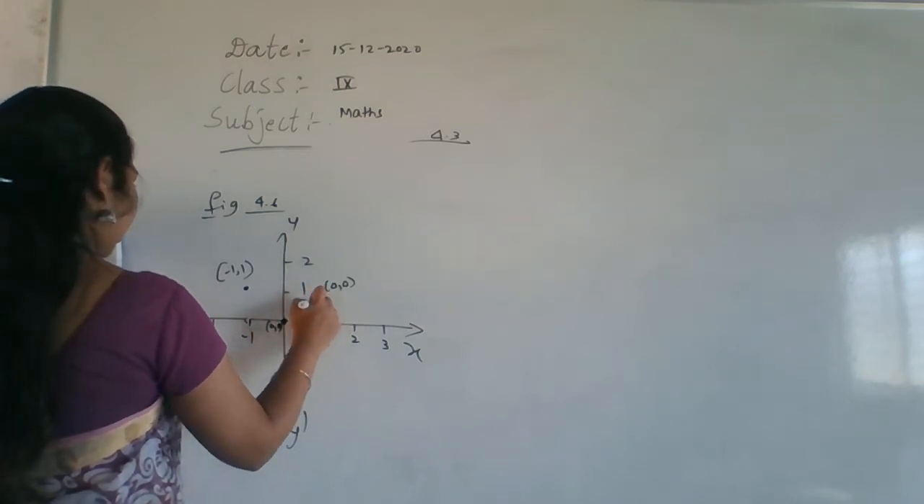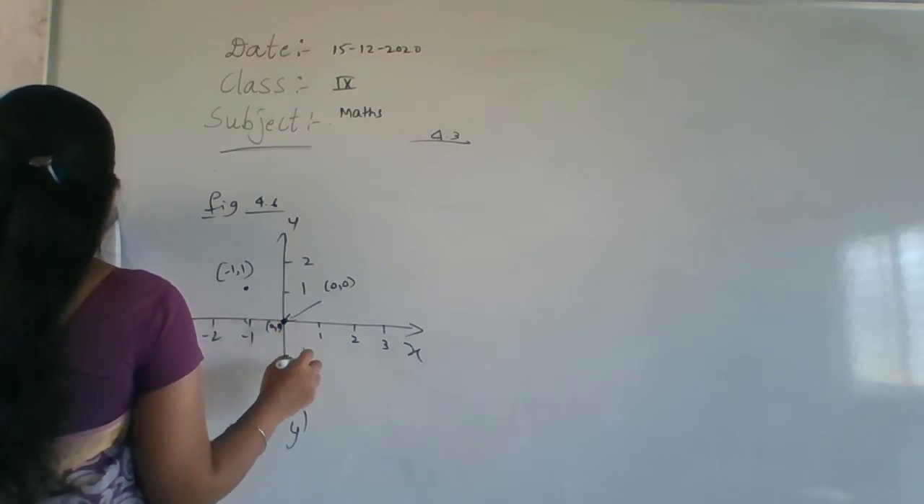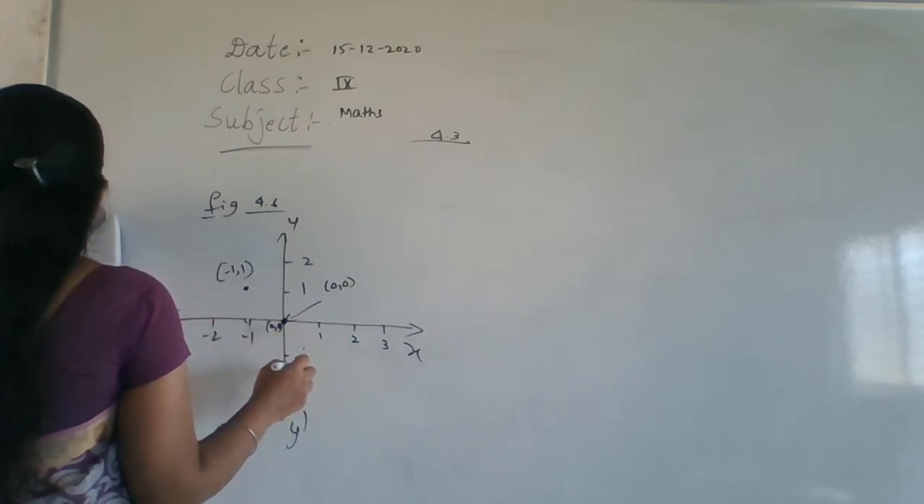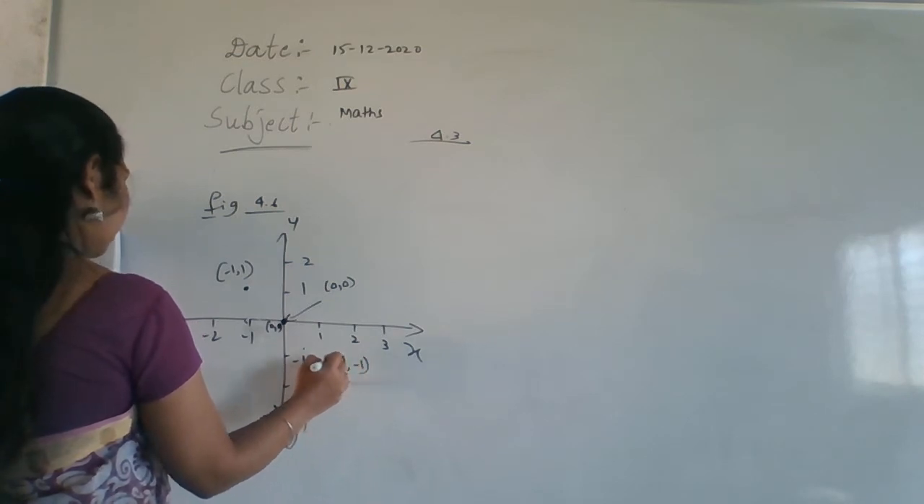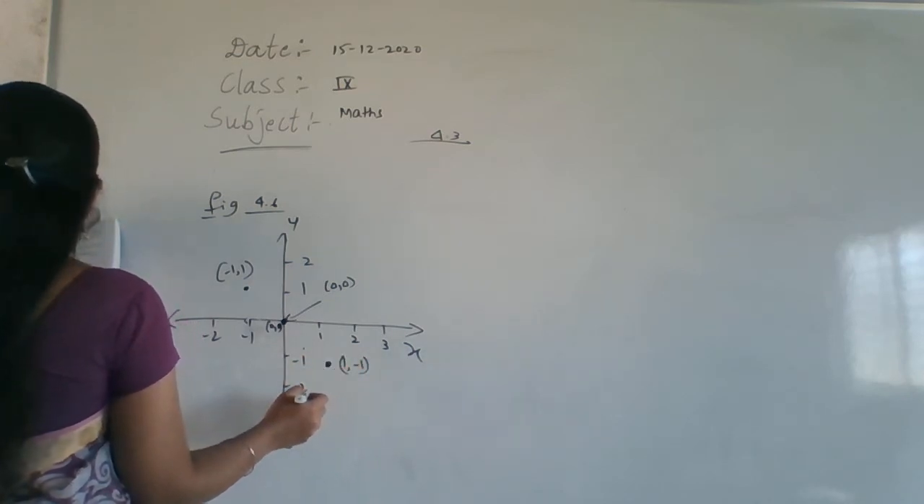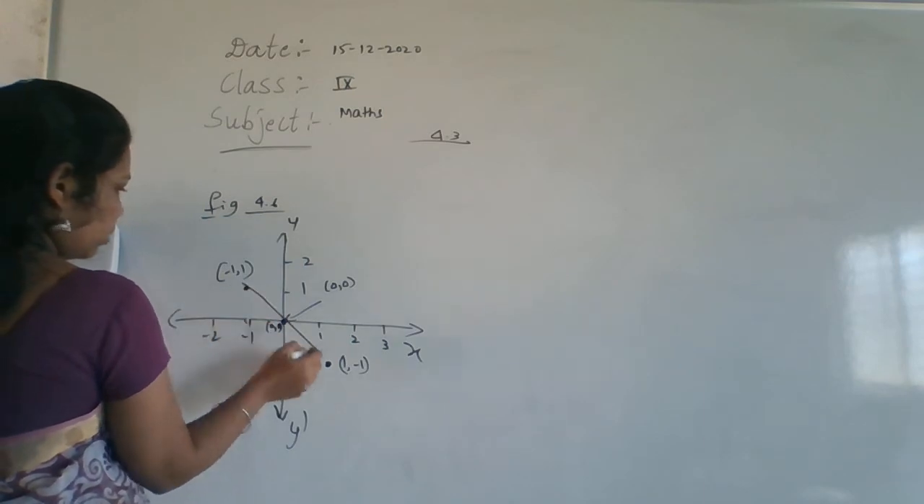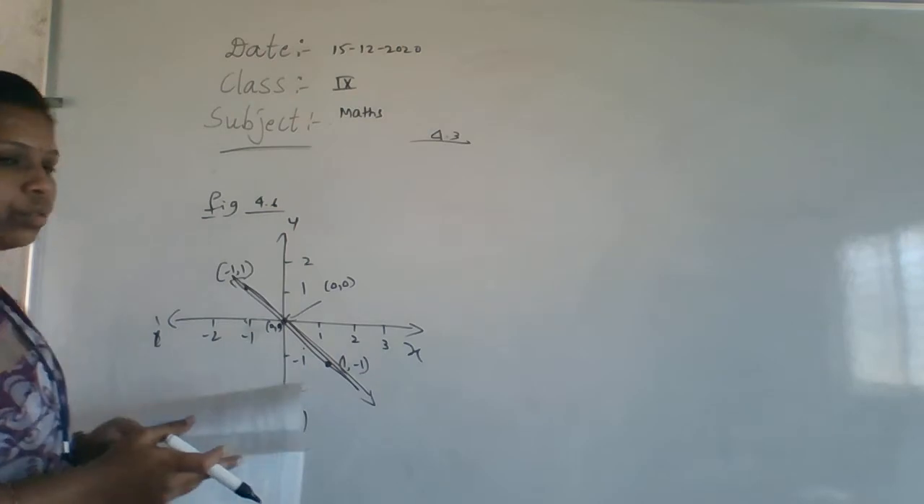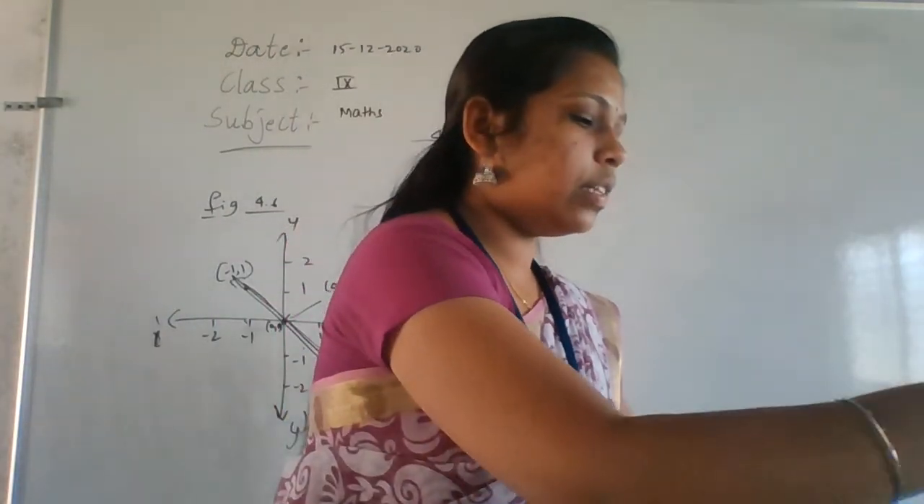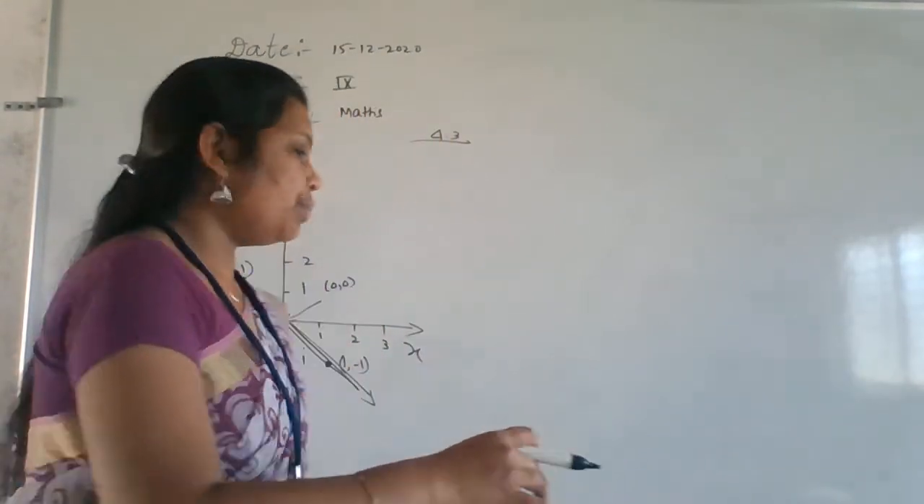0, 0. Next one is 1, minus 1, this one. Only these 3 points are represented. So what are the coordinate points they have given here? Observe.